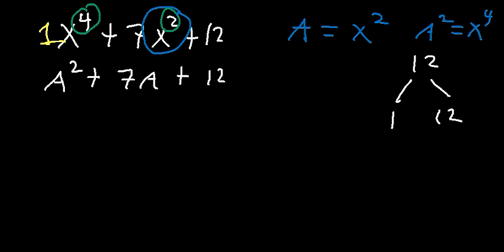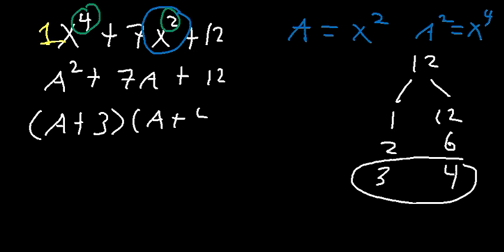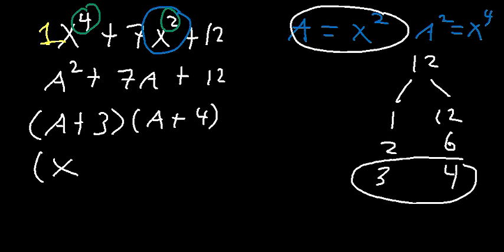12 divided by 1 is 12. 12 divided by 2 is 6. 12 divided by 3 is 4. But 3 plus 4 is 7. So this is going to be a plus 3 times a plus 4, which is, if we replace a with x squared, x squared plus 3 and x squared plus 4. So that's the answer for that example.